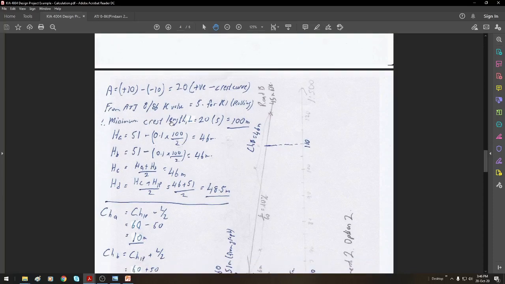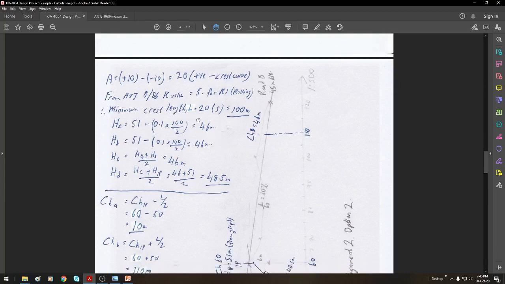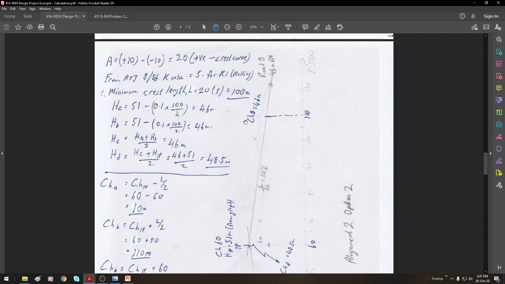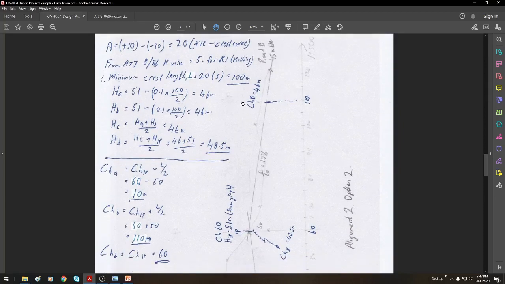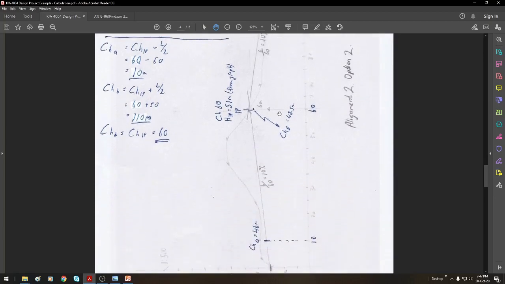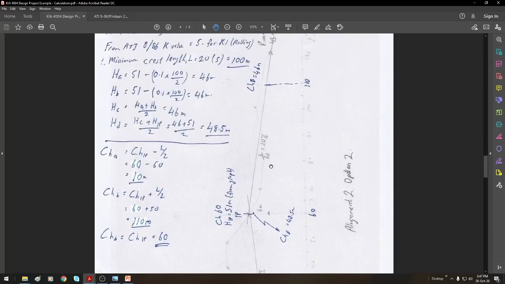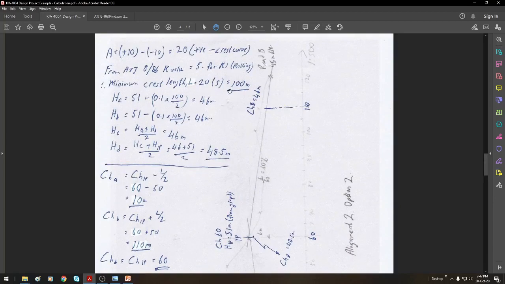So the minimum crest length for your curve here is L equals 20 times 5, which is 100 meters. This is the minimum length. If you want a longer curve length, it can also be done, but you need to make sure that the length of the curve does not go over the existing road. All right, so we use minimum length L of 100 meters.